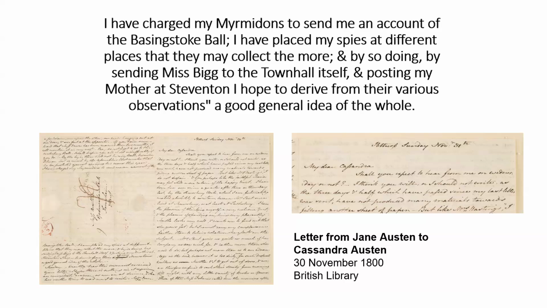The best quote, however, is this one that I picked out, and it illustrates perfectly this idea of Austen as an observer and someone who relished gossip, particularly at big events like balls where drama would have been everywhere. She says to Cassandra: "I have charged my myrmidons to send me an account of the Basingstoke ball. I have placed my spies at different places that they collect them all, and by sending Miss Big to the town hall itself and posting my mother at Steventon, I hope to derive from their various observations a good general idea of the whole." Lady Whistledown, eat your heart out, I think.